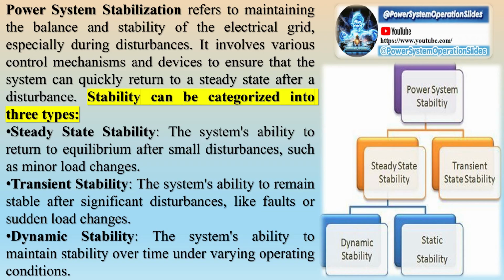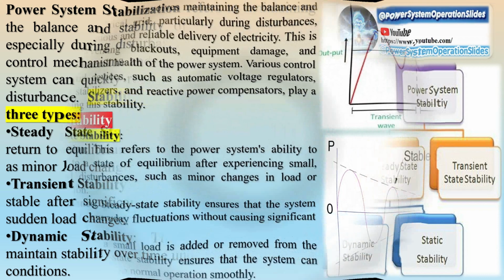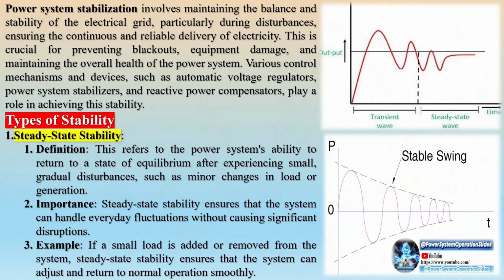Transient stability, the system's ability to remain stable after significant disturbances, like faults or sudden load changes. Dynamic stability, the system's ability to maintain stability over time under varying operating conditions.